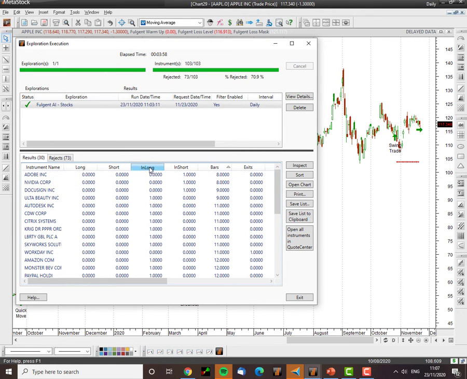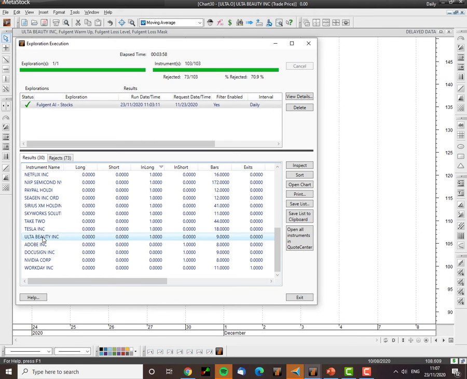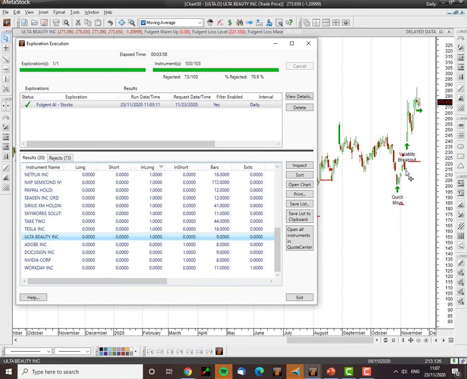In longs, I'm going to just stick to the longs. 12 days, 11 days, Citrix Systems 11 days. Looking for something that's really fresh. Well, Nvidia, the freshest ones we've got here is Ultra Beauty in a long. Yeah, use volatility breakout. Watch very carefully. Snapback could be a secondary entry point.